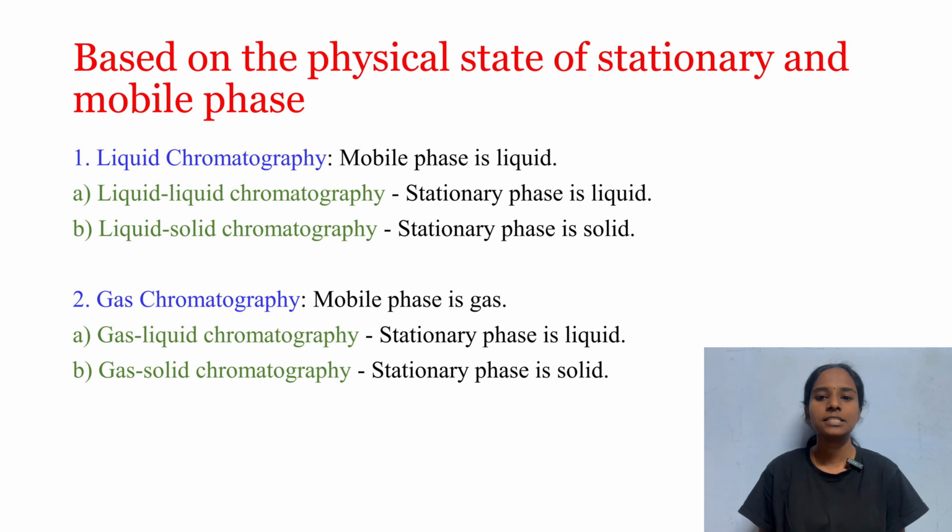Next is based on the physical state of the stationary and mobile phase. Chromatography is of two types. The first one is liquid chromatography, where the mobile phase is liquid. Liquid chromatography also has two different types, that is liquid-liquid chromatography, where the stationary phase is liquid, and liquid-solid chromatography, where the stationary phase is solid. The other category is gas chromatography, where the mobile phase is gaseous in nature. This gas chromatography is differentiated into two types: gas-liquid chromatography, where the stationary phase is liquid, and gas-solid chromatography, where the stationary phase is solid.